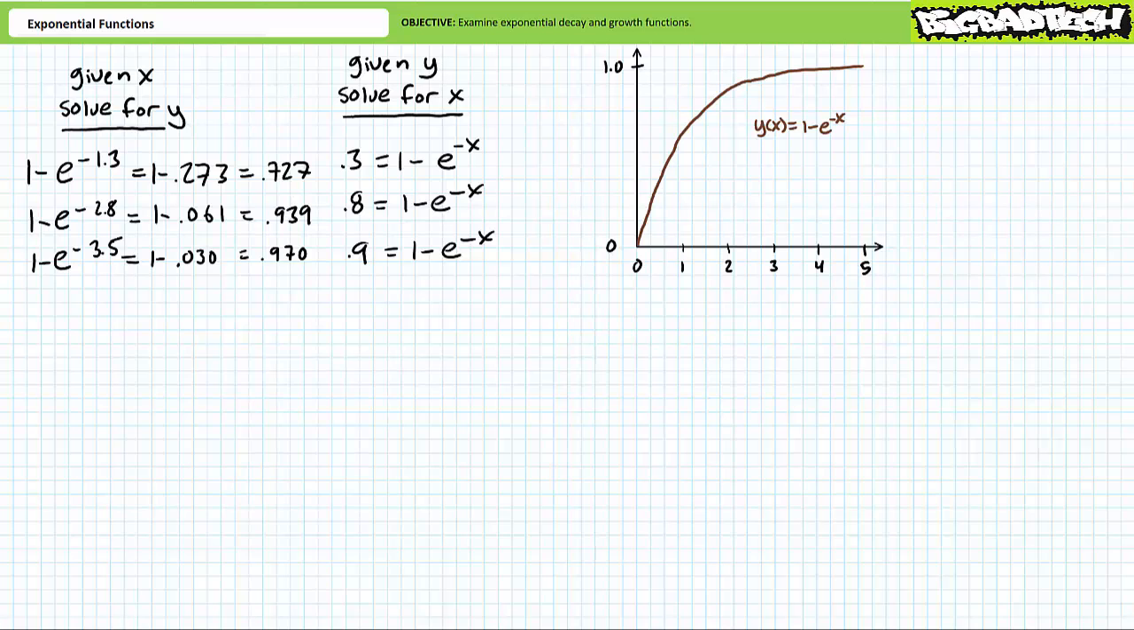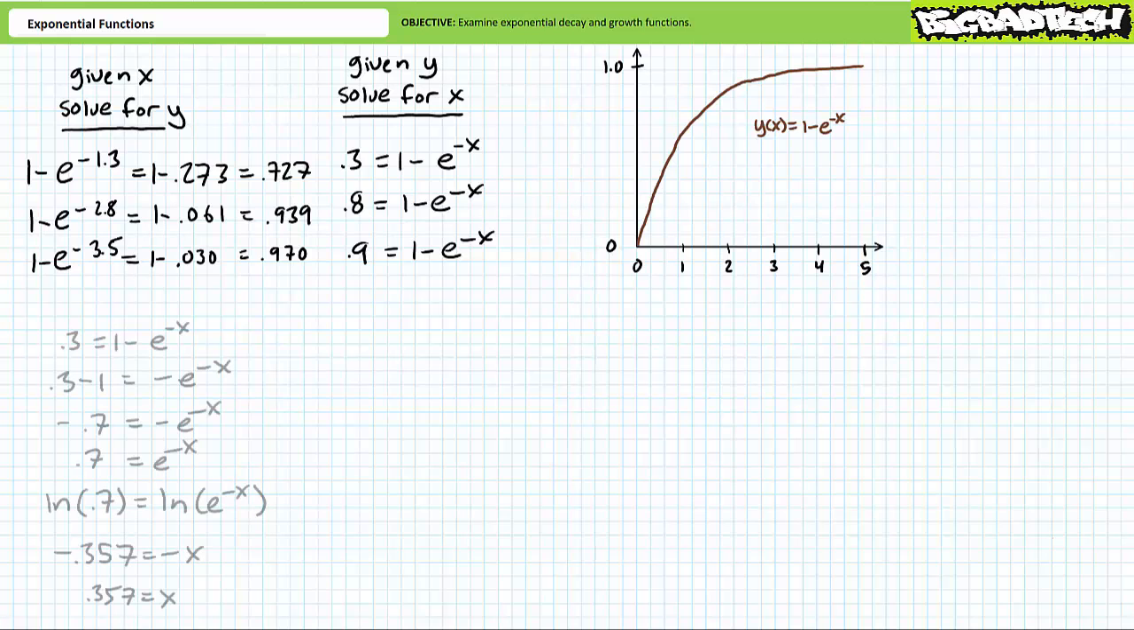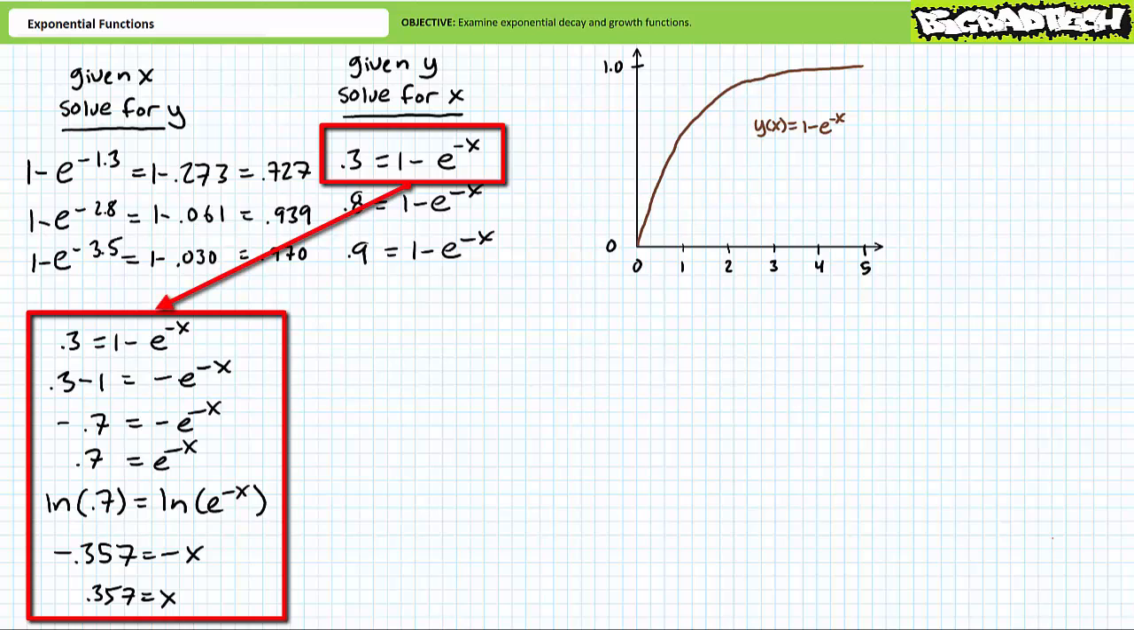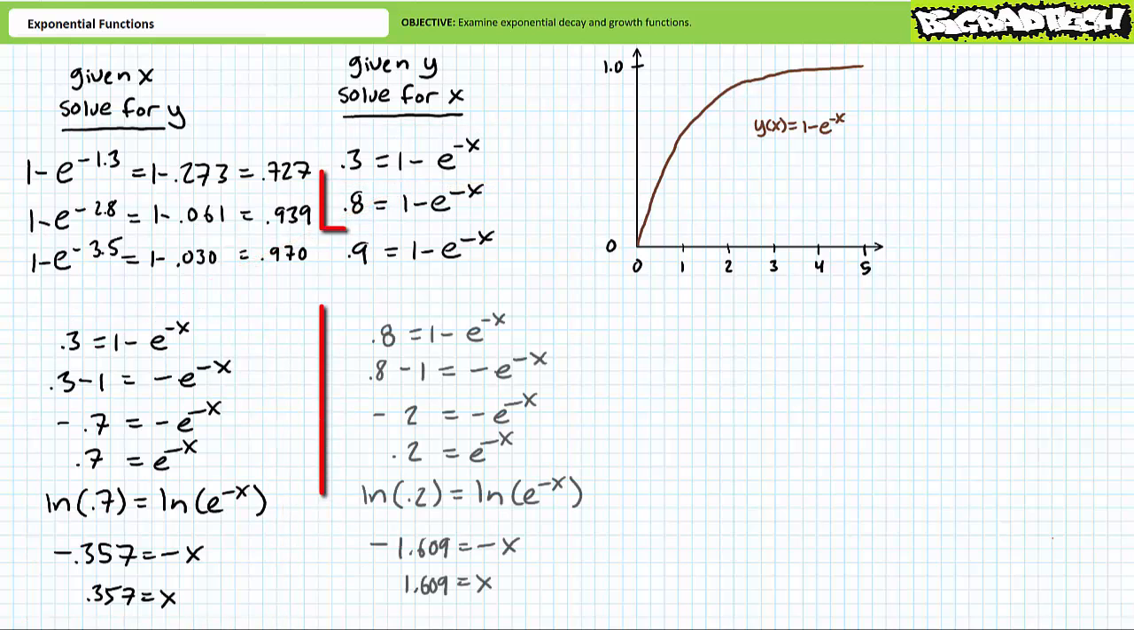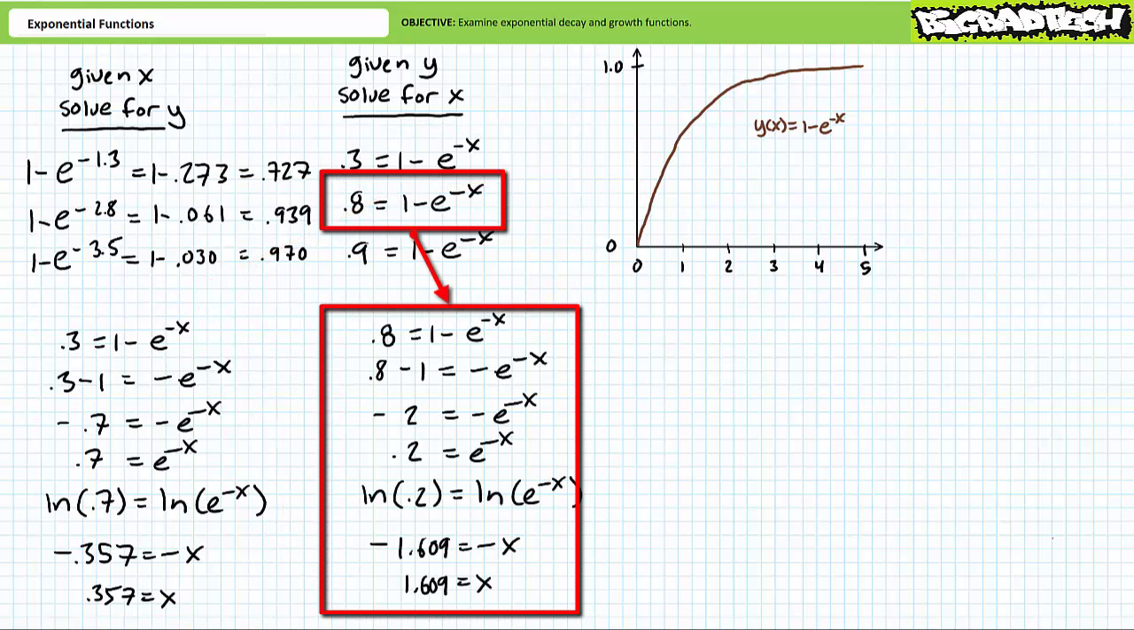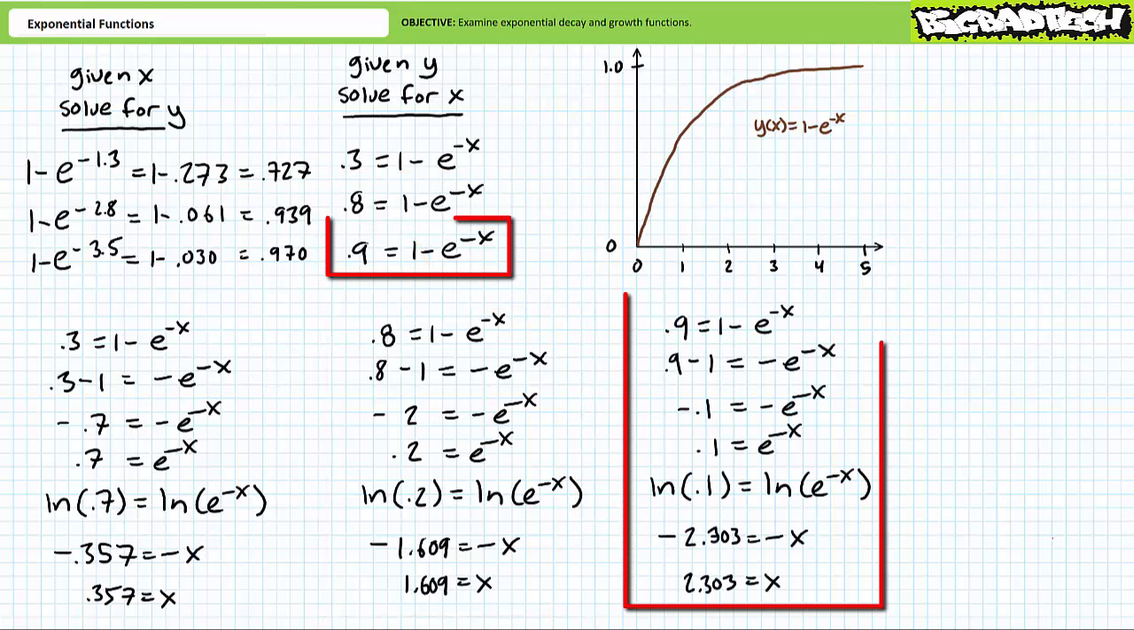All the rapid growth occurs pretty early, in this case between x equals 0 and x equals roughly 2. Then it just slowly creeps up to 1 between x equals roughly 2 and 5. Past x equals 5, we can say 1 minus e to the negative x is effectively 1. At x equals roughly 0.357, 1 minus e to the negative x equals 0.3. At x equals roughly 1.609, it equals 0.8. Finally, at roughly x equals 2.303, it equals 0.9.